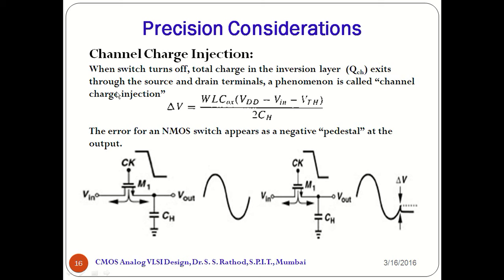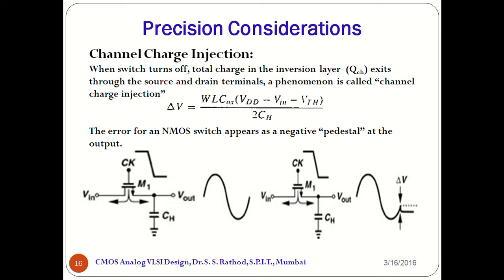So when the switch turns off, the total charge in the inversion layer exits through the source and drain terminals, and this phenomenon is called channel charge injection. We know that the amount of channel charge is W into L into Cox into VDD minus Vin minus VTH. So these channel charges QCH will produce delta V, that is Q by C, QCH by CH. So it is W L Cox times VDD minus Vin minus VTH upon CH.